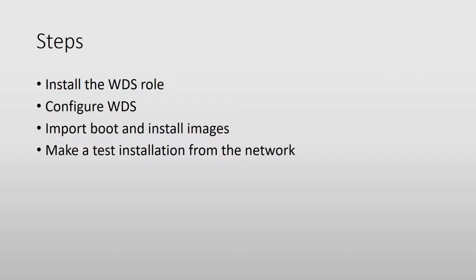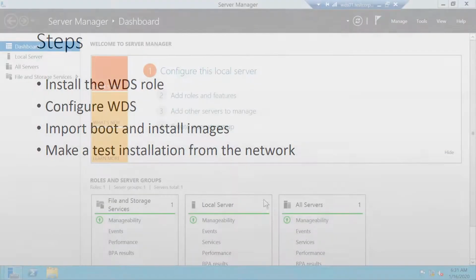So very quickly, what are the steps that we are going to make in this video? We are going to install WDS, then we are going to configure it. We are going to import a boot and install image for Windows Server 2012, so we can install it from the network. And just to make sure that we did everything right, we are going to make also a test installation. So let's get going.